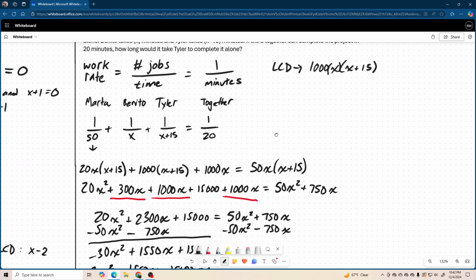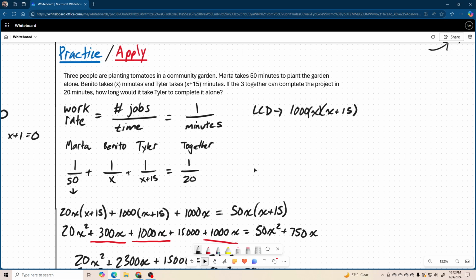Let's go back up here. It's always nice when the math works out. I'm ecstatic. So if x equals 60, how long does it take Tyler to complete it alone? 75 minutes. That's amazing. We did it.